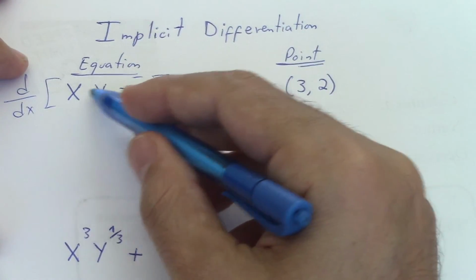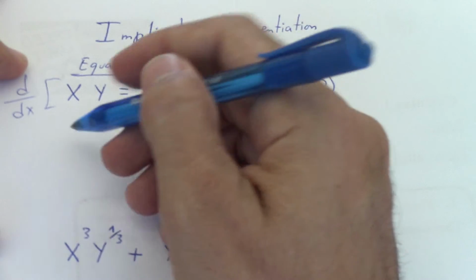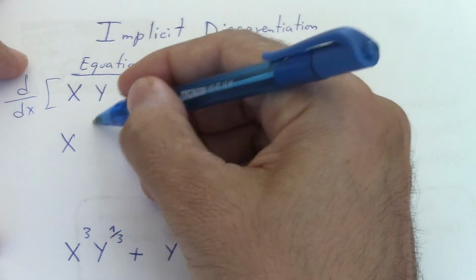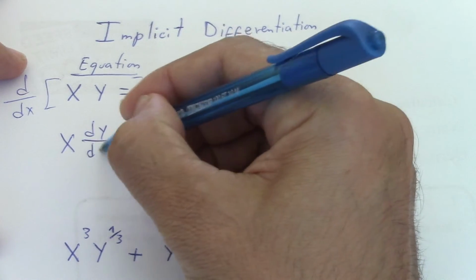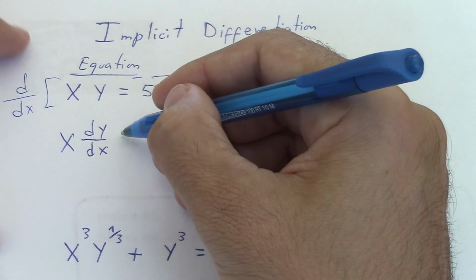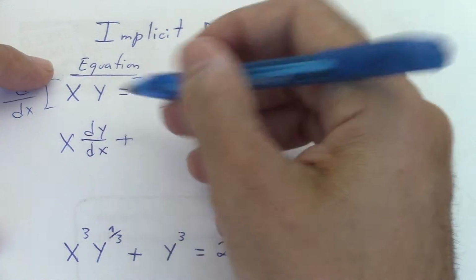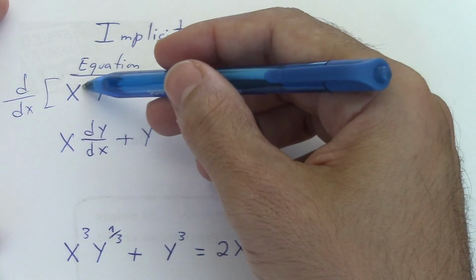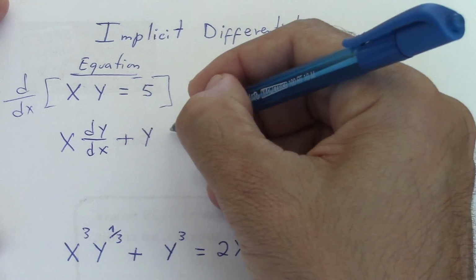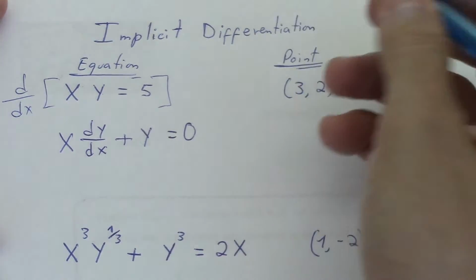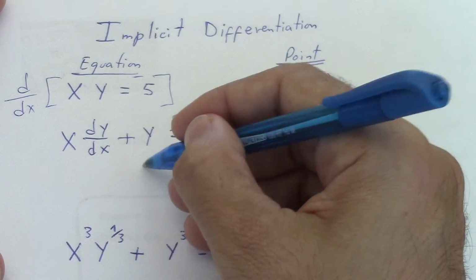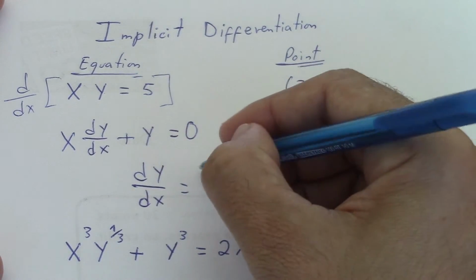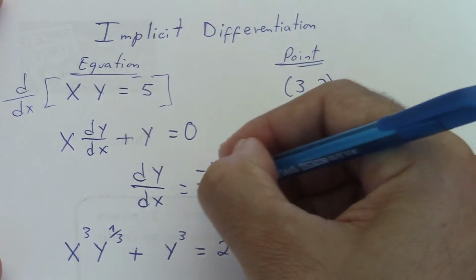So that will be, because it's a product, we use the product rule: the first times the derivative of the second one. The derivative of this is dy/dx, plus the second one times the derivative of the first. The derivative of x is just 1, we don't write it, equals 0 because the derivative of a constant is 0. So in this case, dy/dx will be equal to negative y over x.